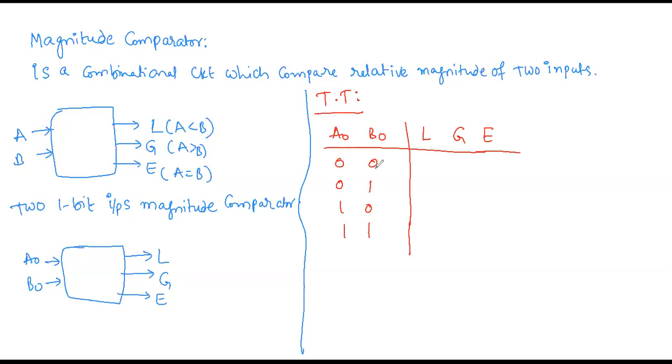Okay. For 0 0, both are the same, so less than is 0, greater than is 0, and equal is 1 because A0 and B0 are the same. Next, A0 is 0, so A0 is smaller than B0. So less will be 1, greater and equal will be 0. Here A0 is greater than B0 because A0 is 1. Both are equal in the last case, so E is 1.